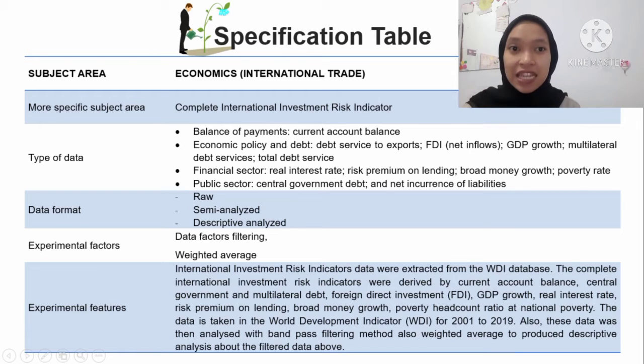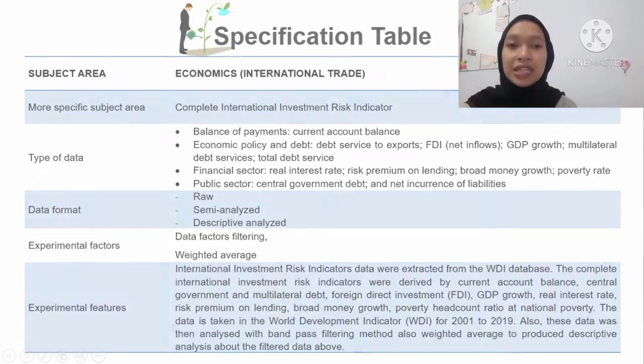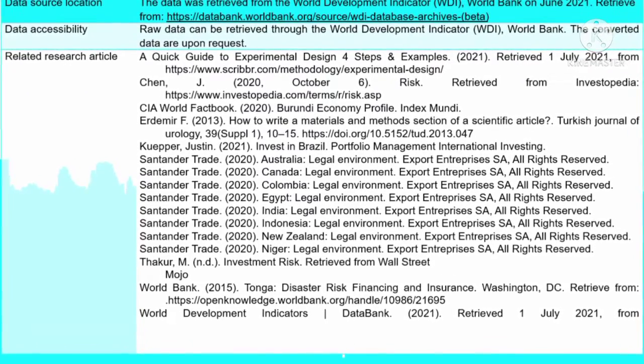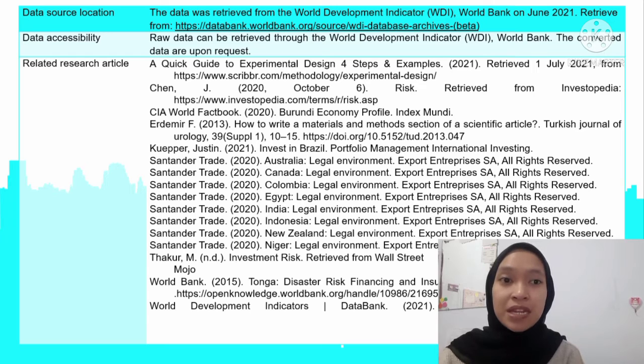The data is taken from the World Development Indicator from 2001 until 2019. This data was then analyzed with the bandpass filtering method, also weighted average, to produce descriptive analysis about the filtered data above. Data was retrieved from the World Development Indicator of the World Bank in June 2021.